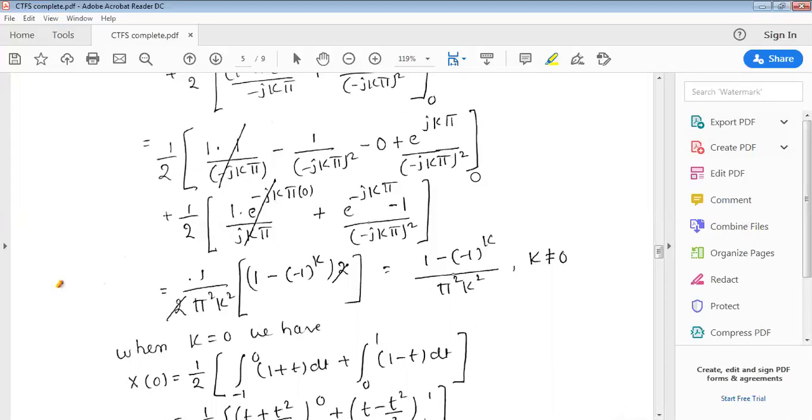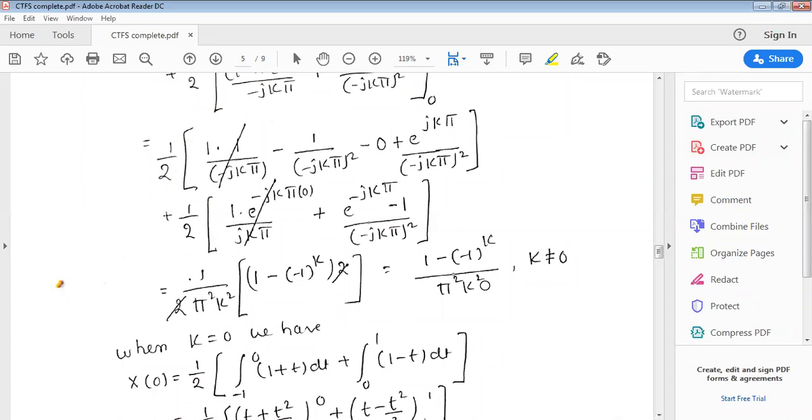k square. So this is the reason I, instead of taking (minus 1) power k minus 1, I have taken 1 minus (minus 1) power k. So this minus cancels with j square minus, remaining only π square k square. 2 gets cancelled. My final answer is only 1 minus (minus 1) power k by π square k square. But one restriction, k should not be equal to 0.